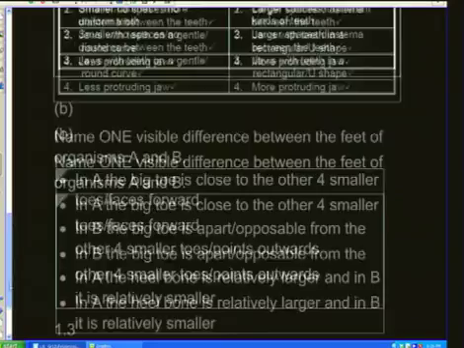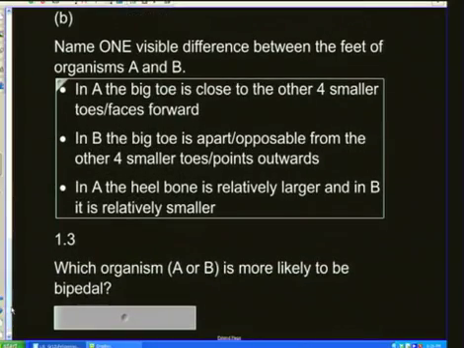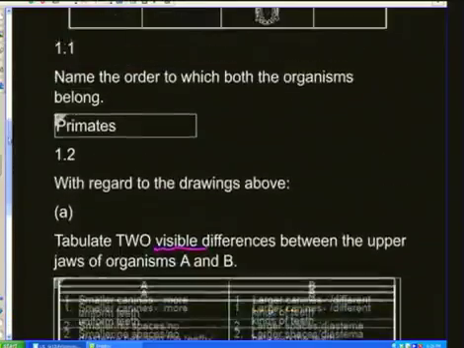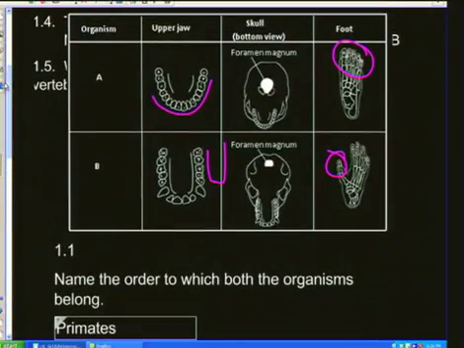In A, the big toe is close to the other four smaller toes. In B, the big toe is apart, or opposable, from the other four. Don't be confused with opposable thumb though, right? It's opposable toe in this case. In A, the heel bone, we didn't see that, sorry, I forgot to show you that. In A, the heel bone is relatively large. Can you see that? Here it's small.